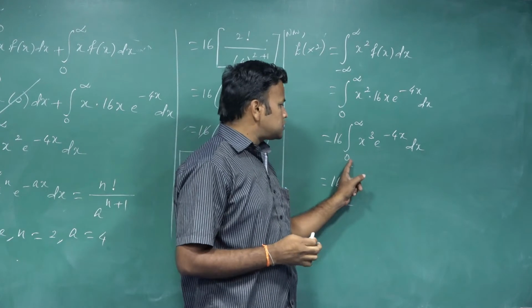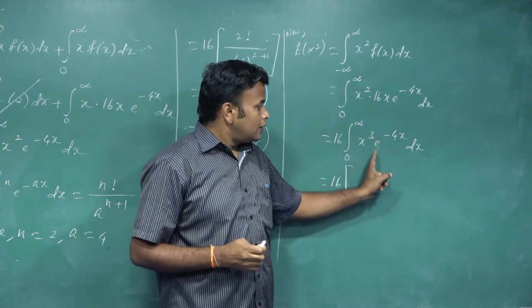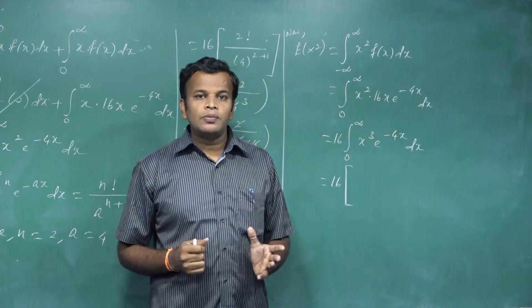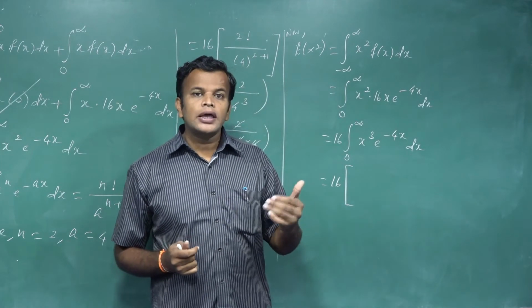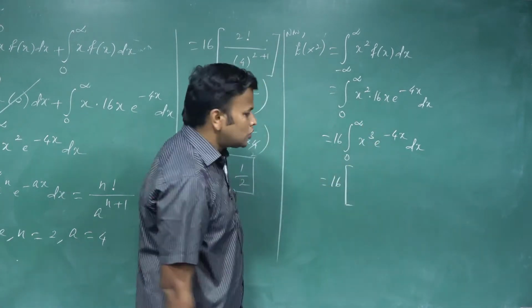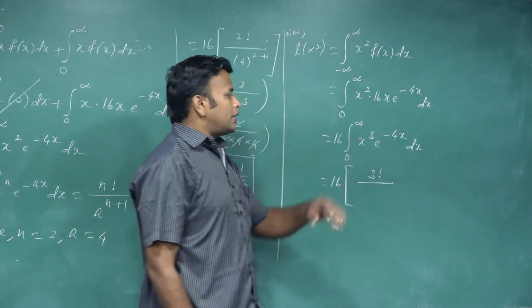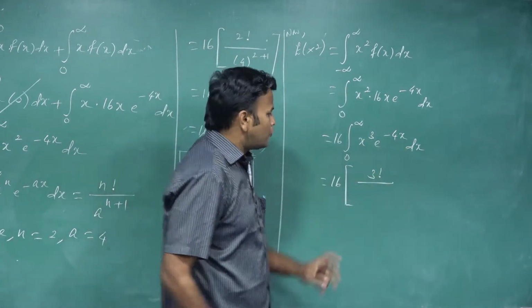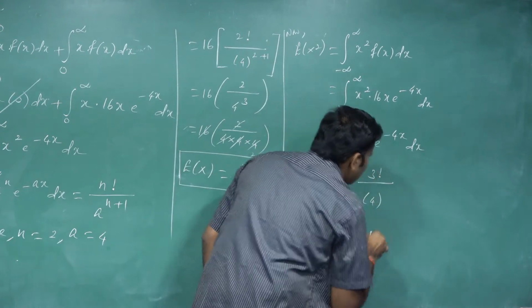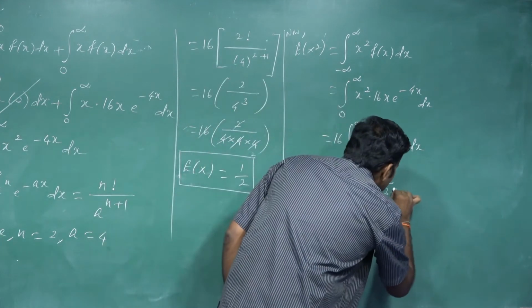Now the integration is of the form integral 0 to infinity x power n e power minus ax dx. The formula is n factorial divided by a power n plus 1. The value of n here is 3, so 3 factorial by a power n plus 1. In place of a here is 4, power n plus 1. The value of n is 3, so 3 plus 1.